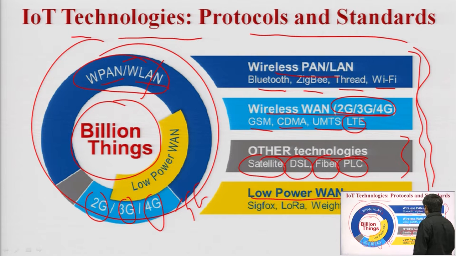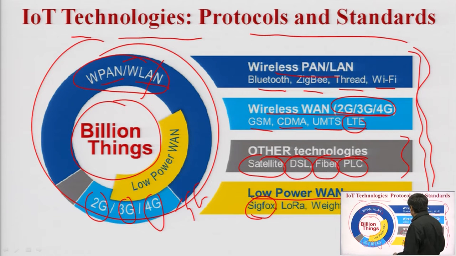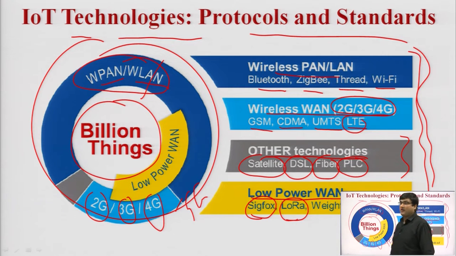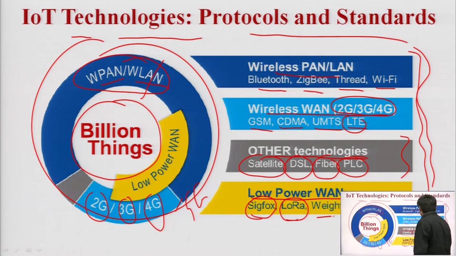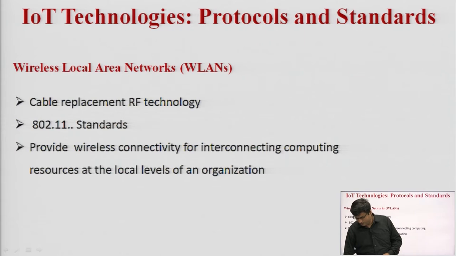We have low power wide area network technologies like Sigfox, which is used in some European countries. Basically, these lie in the unlicensed spectrum. LoRaWAN is used in India along with other countries. LoRa means long range network. We also have Weightless and NB-IoT, narrowband Internet of Things. All these communication technologies are deployed in our IoT based systems so that our hardware devices can communicate with the remote location through these standards and protocols.